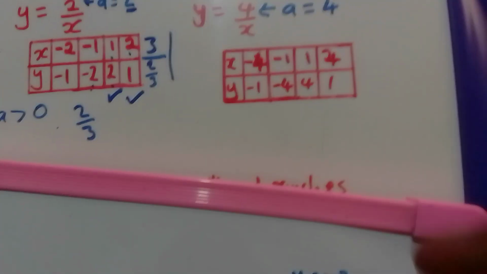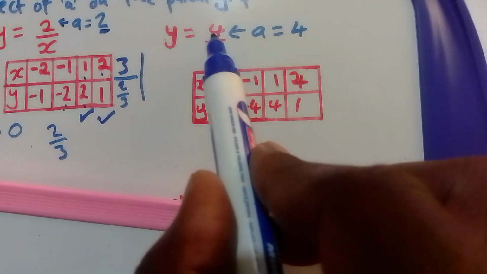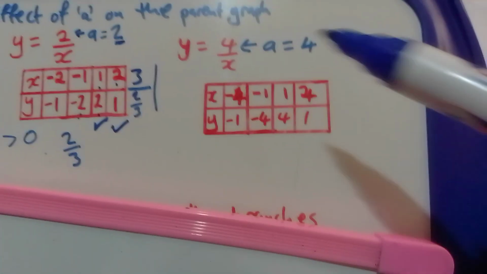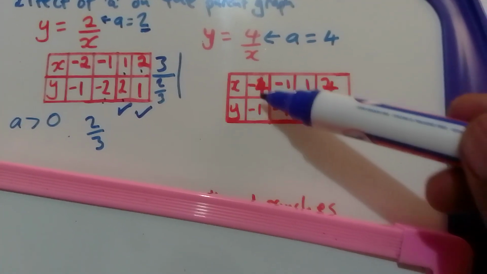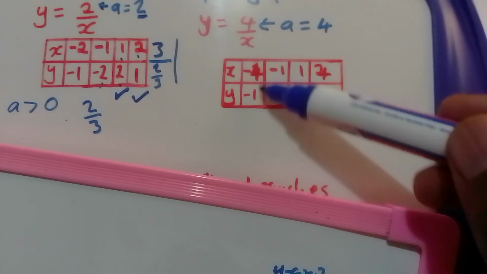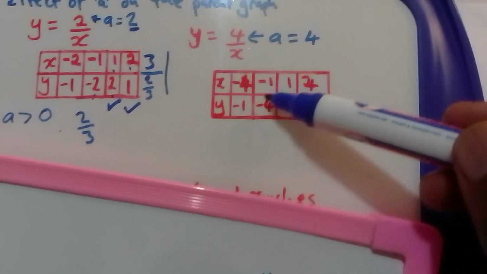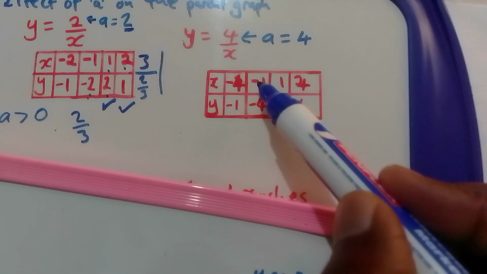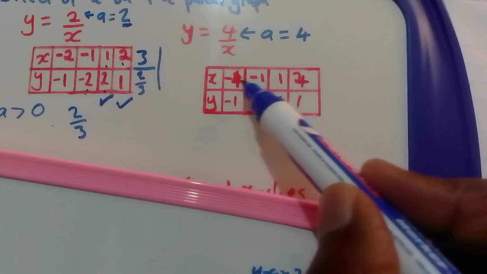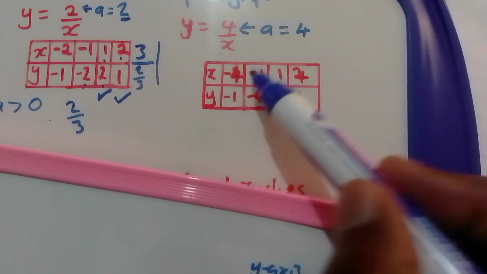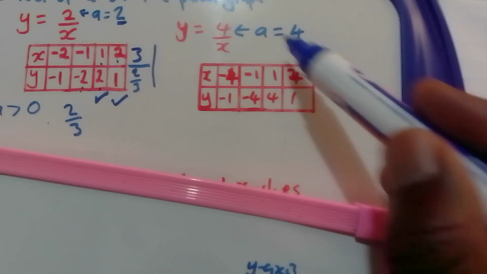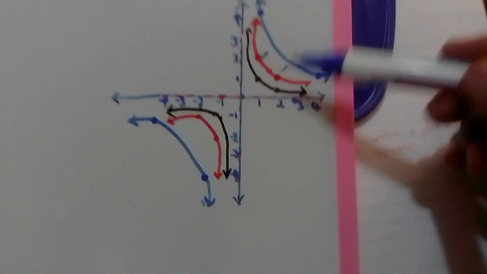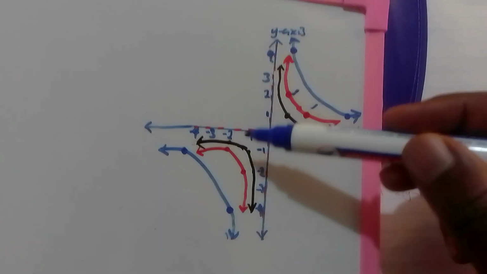Let's see if this pattern is maintained when we now examine the graph of y = 4 over x, right? When I've got -4 as my x value, I've got a y which is -1. When I've got -1, and obviously, why did I jump some coordinates of x? -3 and -2 would have given us fractions, and then it would have been a little bit difficult to plot here.